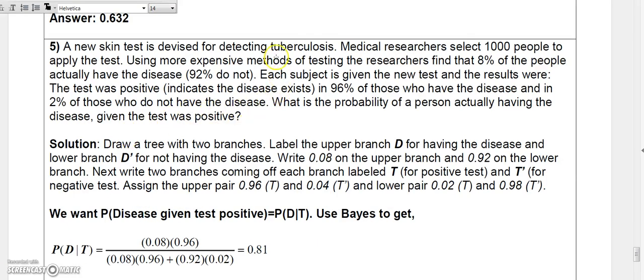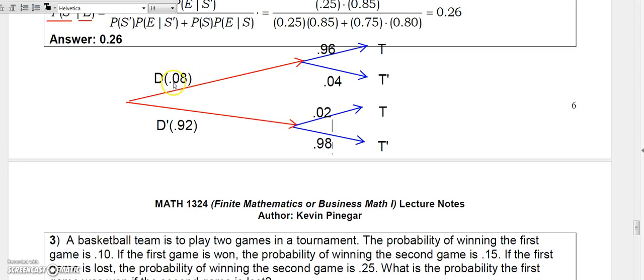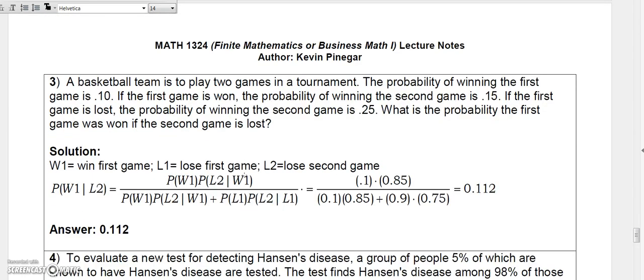I'm just going to summarize this one because this one's very similar to the last one. The only difference is we're dealing with tuberculosis here instead of Hansen's disease. So basically we got a bunch of people here, and we determined that 8% of the people actually have tuberculosis, or I'll just let D be the disease, and 92% do not have the disease. And so if you go back and look at my chart up here, I've got 8% there, 92% there, 8% have the disease, 92% don't have the disease.